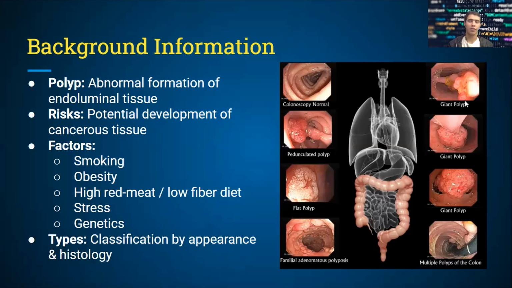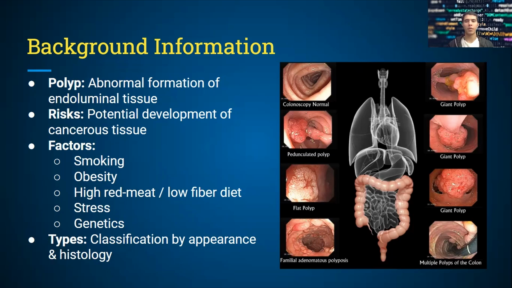The specific topic we're discussing today is polyps. So polyps are the abnormal formation of endoluminal tissue, and that can be a pretty broad definition, but the main organ we'll be talking about today is the colon. Although polyps can also form in the stomach and throughout the entire GI tract, as well as certain areas in the nose and in the ears, because it's endoluminal tissue.